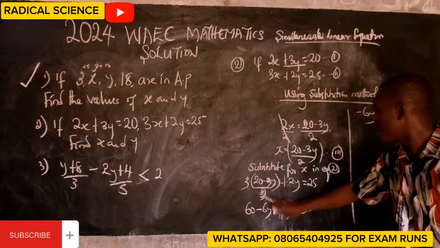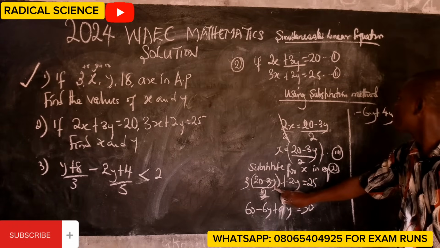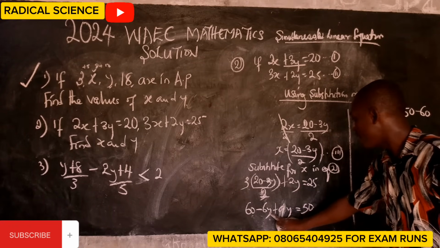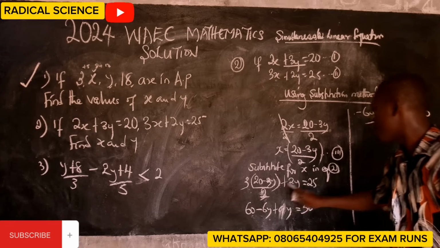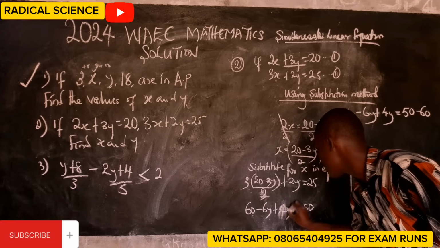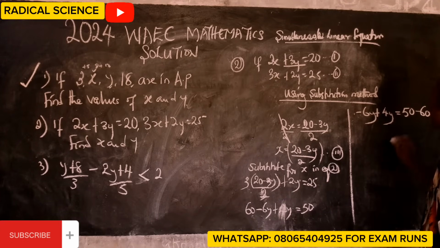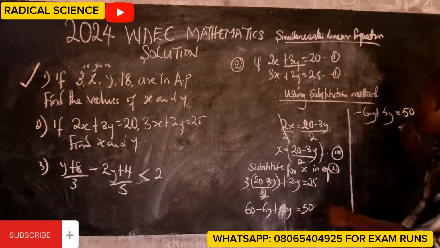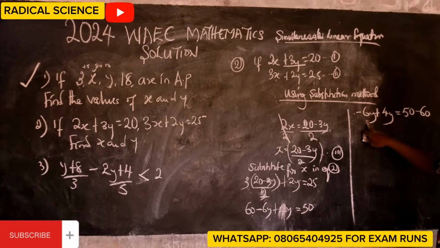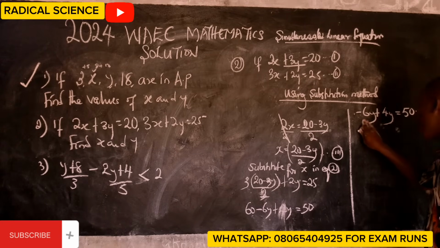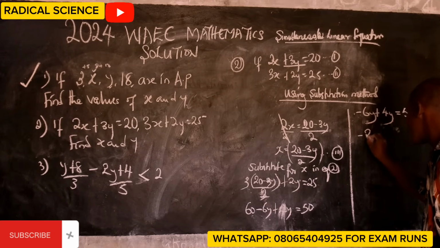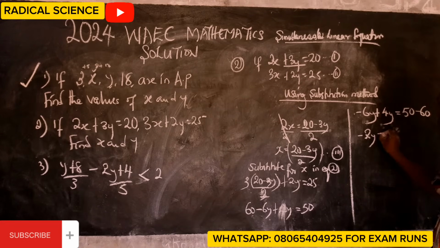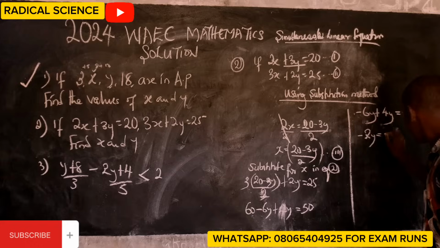3 times 20 is 60. 3 times 3 is 9. 2 times 2y is 4y. This is 4y. And this is 25. I'll have minus 6 plus 4y, which is minus 2y, equals 50 minus 60, which is minus 10.